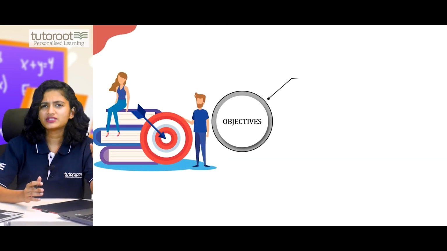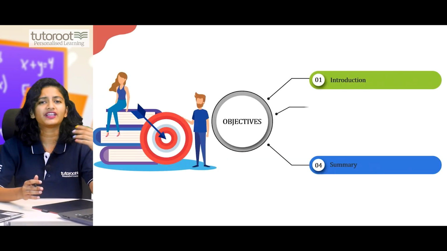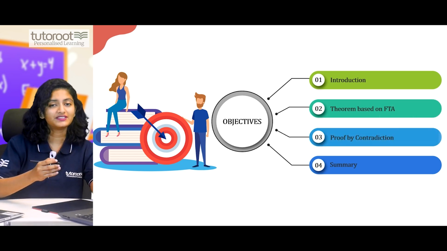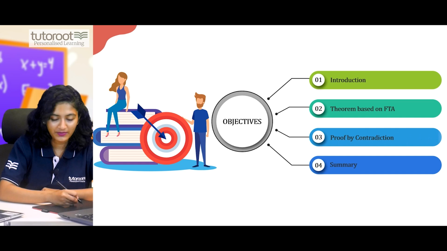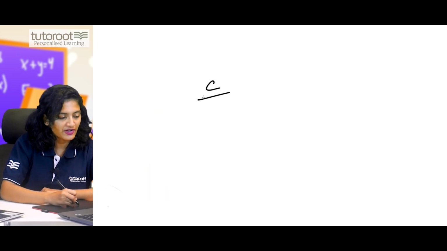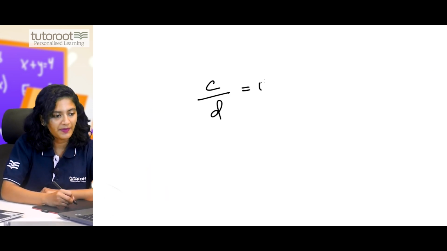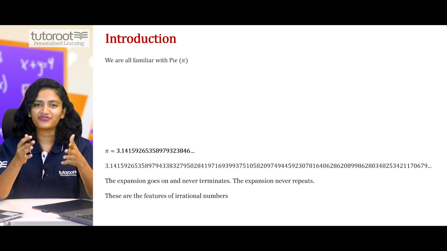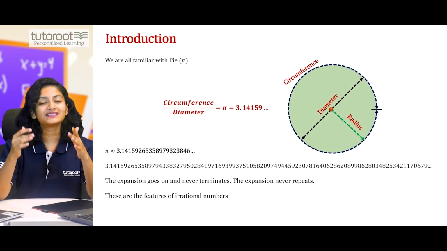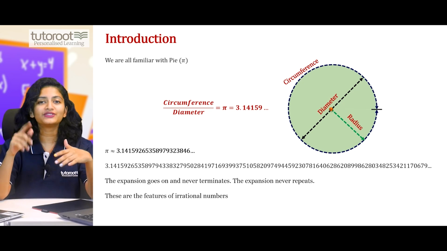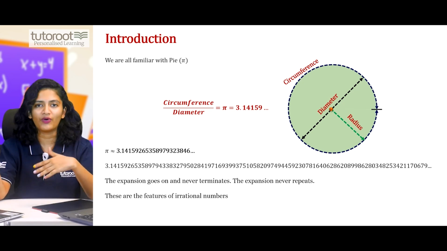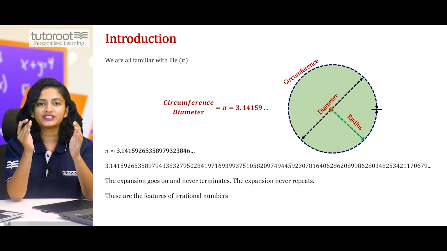The symbol used by mathematicians to represent the ratio of a circle's circumference to its diameter is nothing but pi. So let's write that down. You have your circumference by your diameter, which is equal to pi. Now, what's the value of pi? Pi is approximately equal to 3.141592653 and so on. So let's just remember the first few decimals.